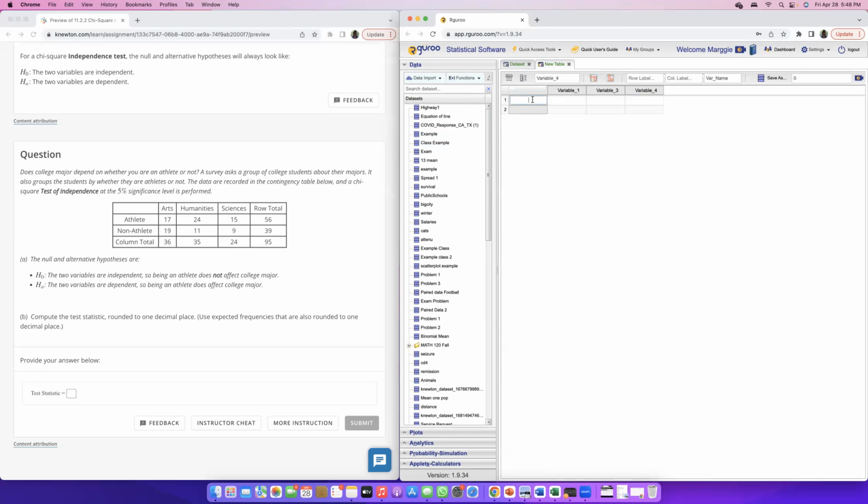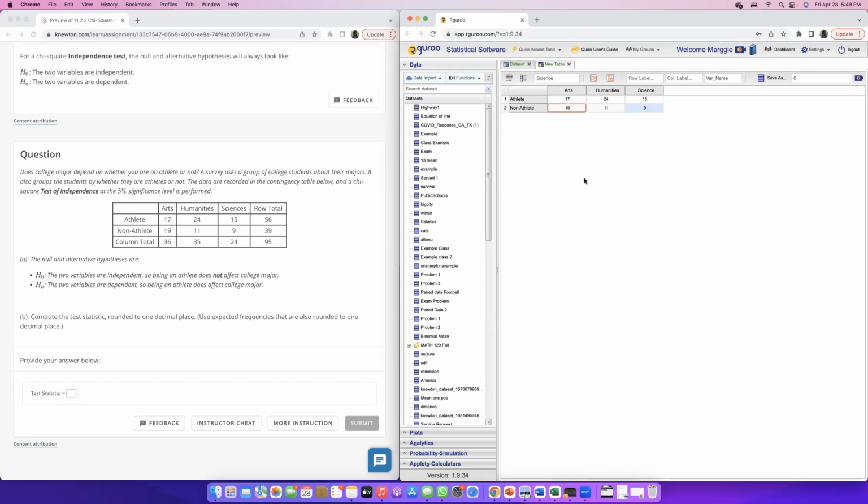The rows are athletes and non-athletes. I'm going to rename my variables at the top. The first one is arts, the second one is humanities, and the third one is science. Once we have that, we're going to enter the values. This is 17, and if you hit tab, it will move you to the next one. 24, tab, 15. And then down here, we have 19, 11, and 9.